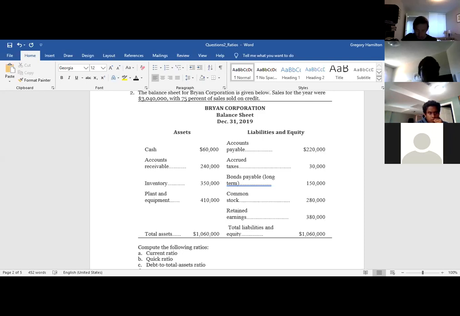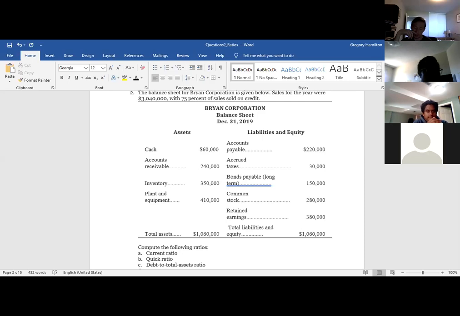Accrued taxes means taxes that are outstanding. It's like I filed my taxes, but I didn't pay the amount that I should have paid when I filed. So it's taxes that are outstanding to be paid, and that's a liability. Bonds payable is also a liability. It's a long-term bond, so it's not a current liability, but a long-term liability.